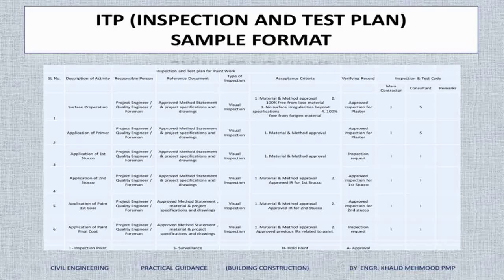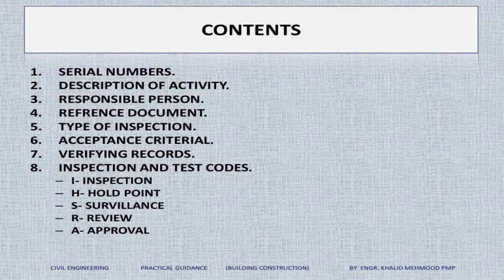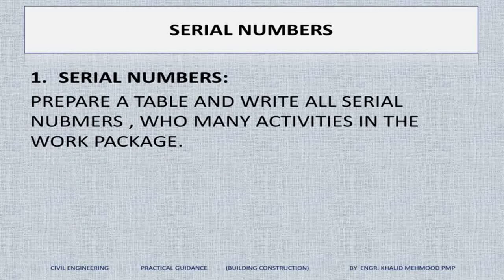There are 8 columns and some rows. These columns are standard and rows are extended as per the number of required activities. These are the 8 columns: contents, serial number, description of activity, responsible person, reference document, type of inspection, acceptance criteria.